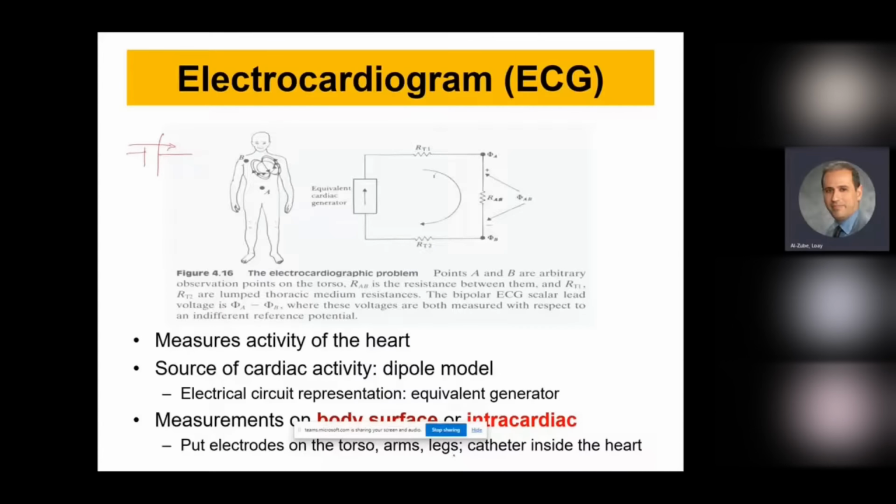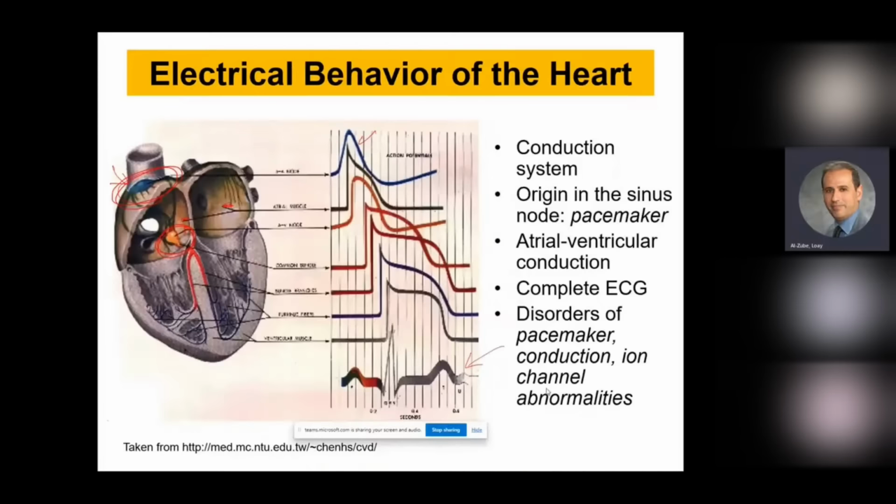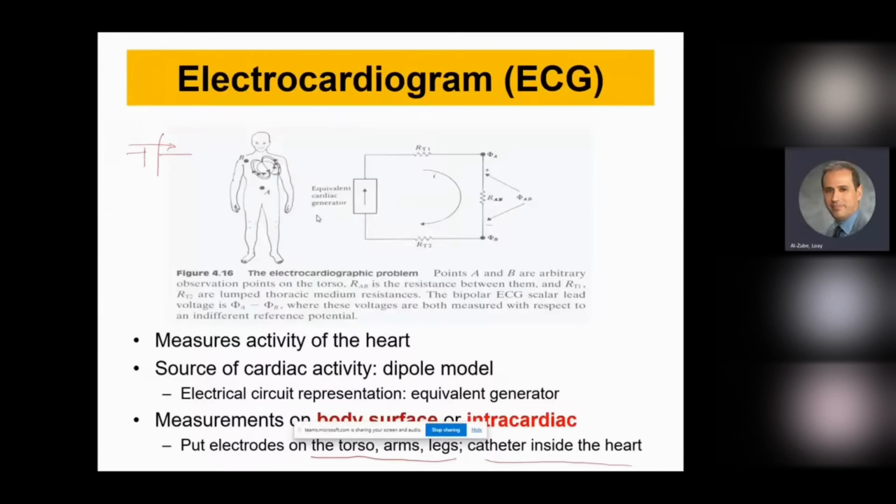If you use the surface electrodes, we can also use something called a catheter inside the heart. If you would like to have a measurement of the activity of the heart exactly similar to these signals at the top, so if you want to get all of these signals, you need to put catheters inside the heart. We are going to look at the 12-lead electrode system so that we can do a surface measurement.